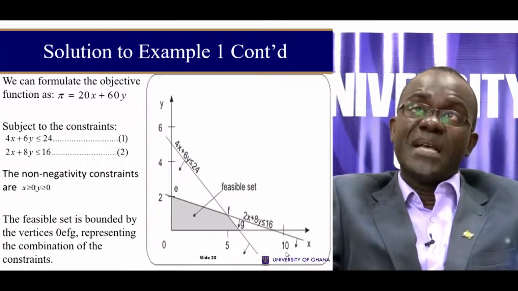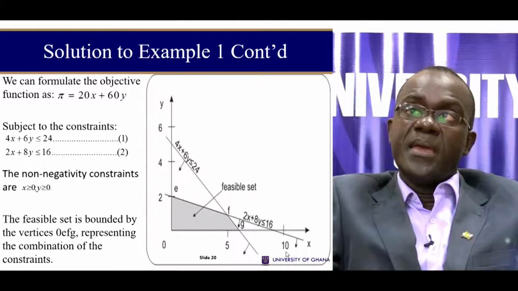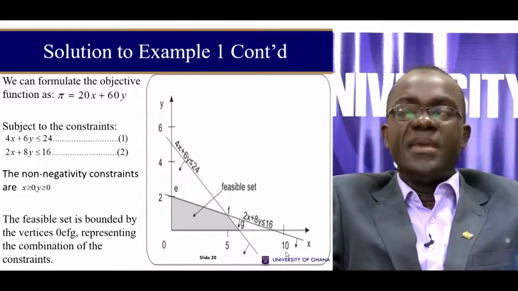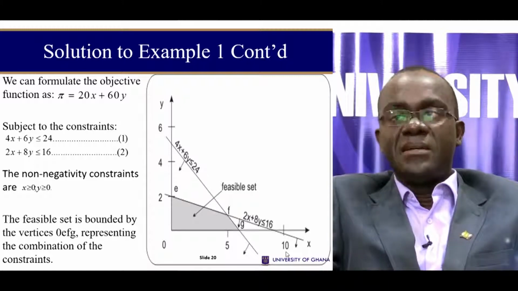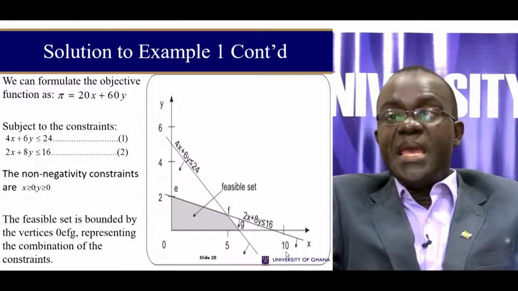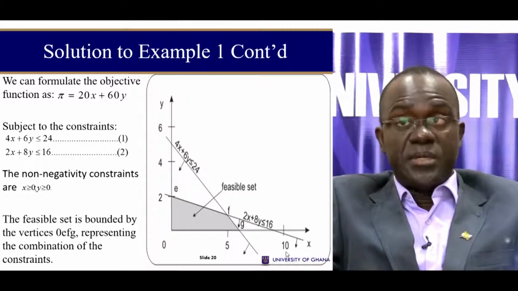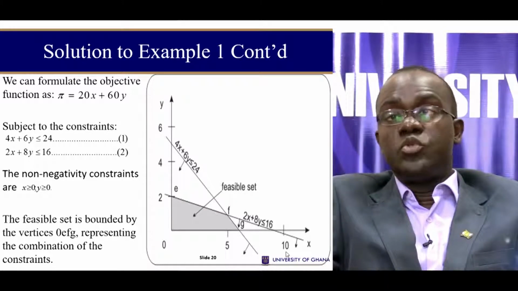So if there is going to be a maximum for this one, it will either be here, or here, or here. It will not be in the inner areas of the defined, or feasible, region. So all you need to do is know the vertices, okay? You slot them into this equation, and then you know which one gives you the maximum.